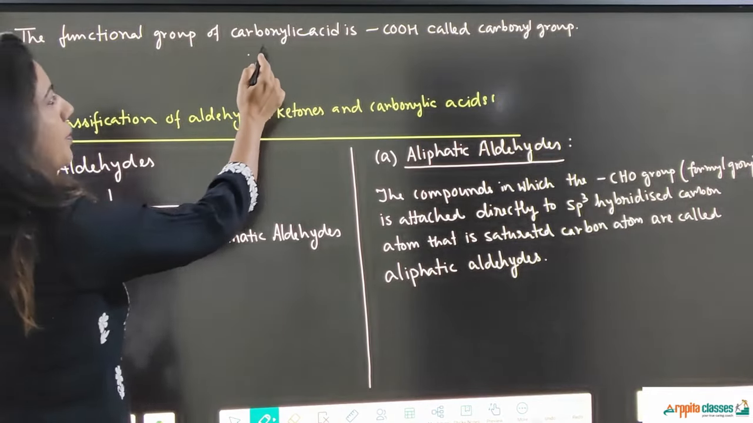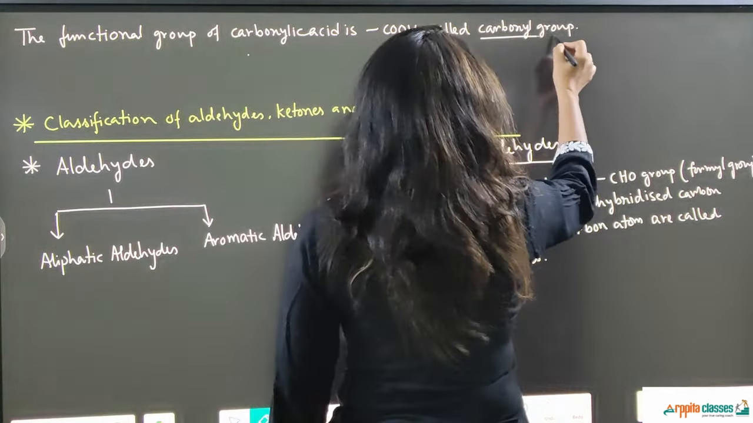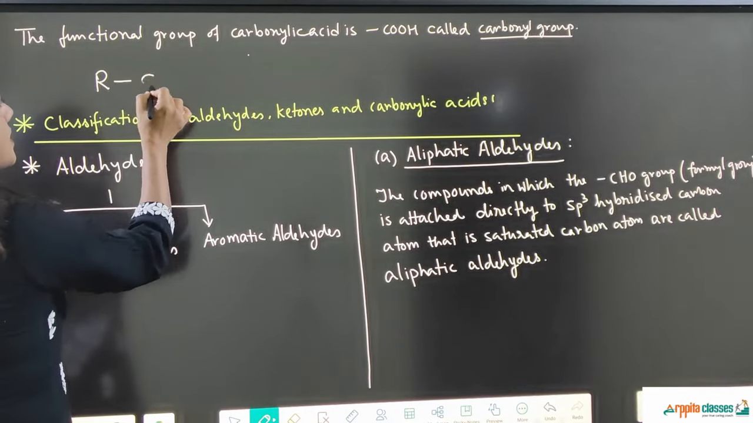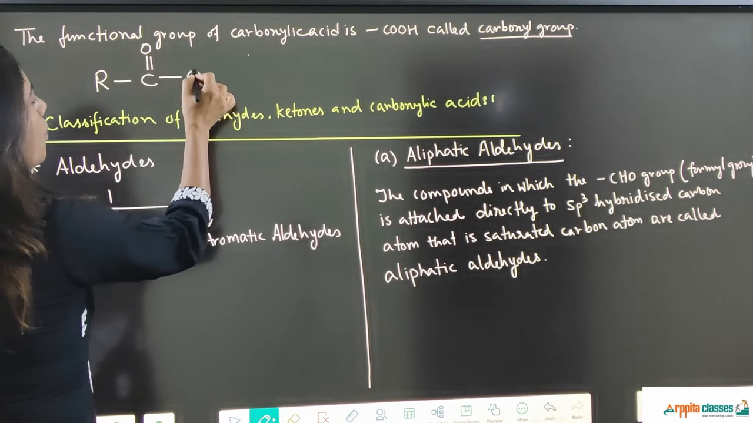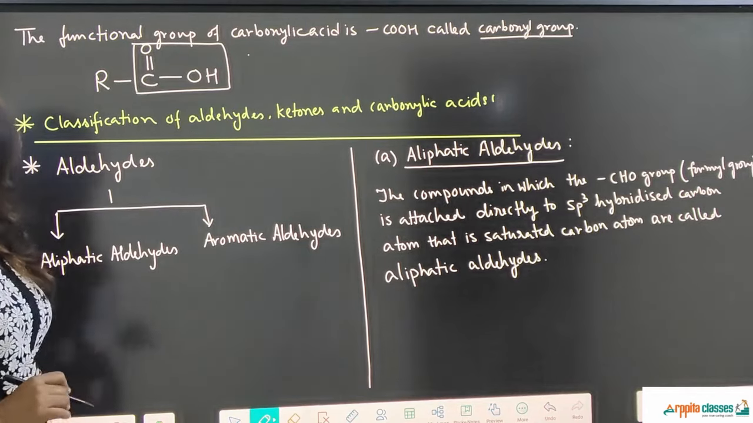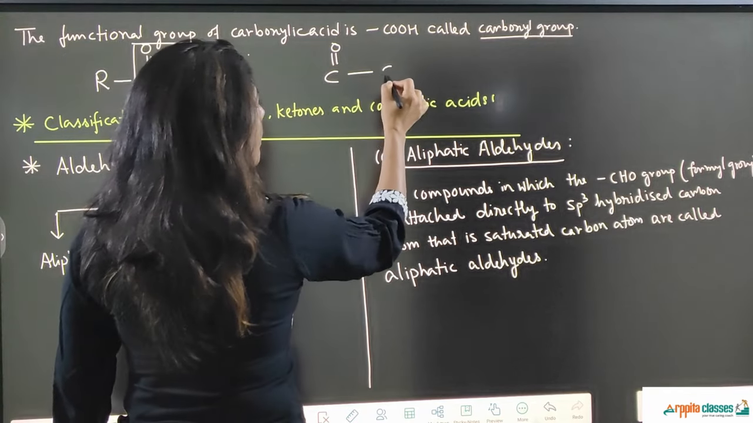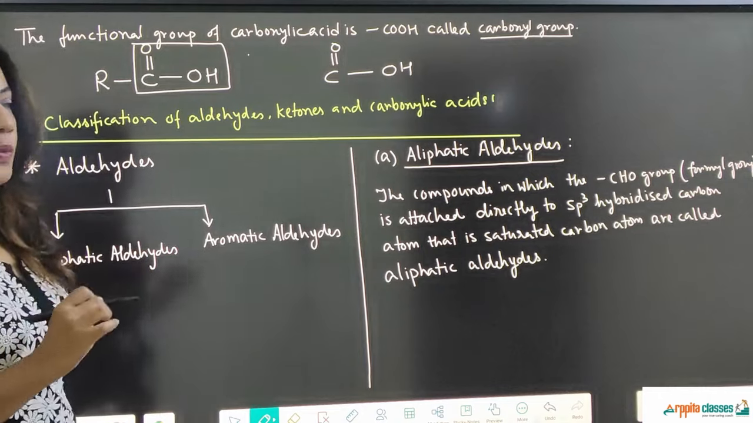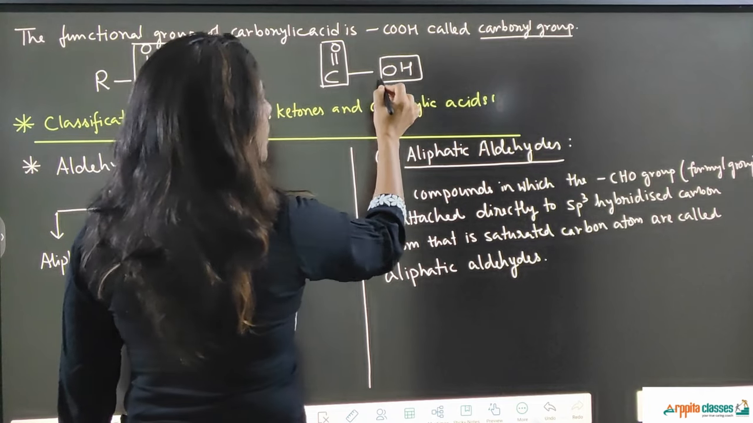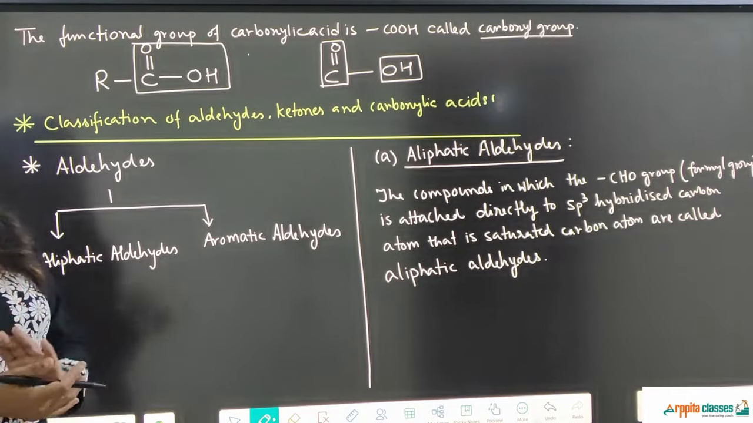So the functional group of carboxylic acid is COOH, called the carboxylic group. Now the third compound is carboxylic acid, whose functional group is COOH. So it is like R-C double bond O-OH. This COOH group is called the carboxylic acid group. Now this CO group is the carbonyl group and the OH group is a hydroxyl group. So when we combine them together, it is the carboxyl group. So that is your carboxylic acid.